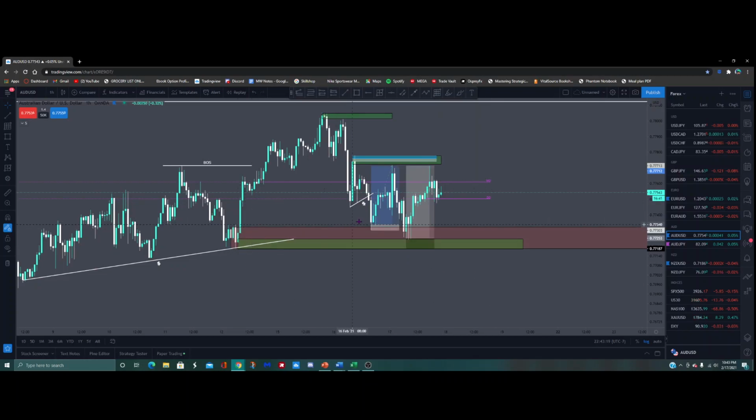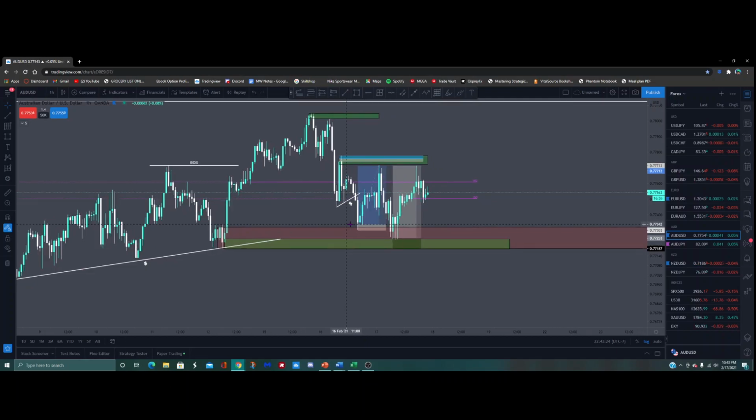this one I basically did half entries at both points. So what that means is I had a limit order set here and a limit order set here.